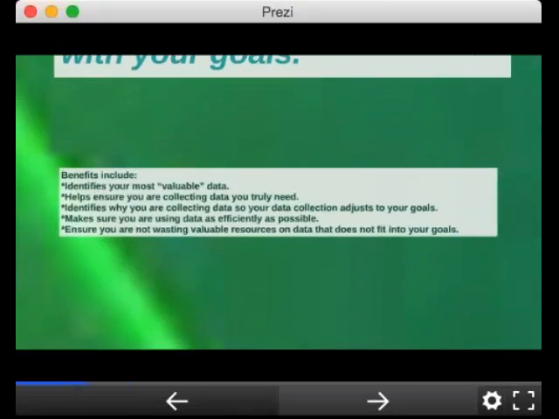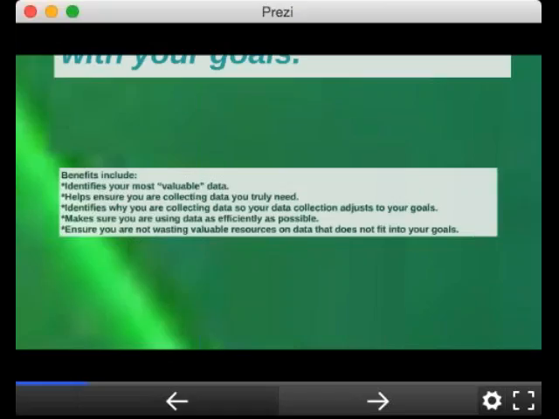Some benefits of this approach, of course, is that it allows us to identify our most valuable data. What's the data that we're getting the most out of in terms of achieving our goals? It helps us ensure that we're collecting the data that we truly need so that we're not collecting data that we're quite frankly not using. I find that sometimes, especially if you use outside evaluators who are not very close to the coalition, they're used to collecting certain kinds of data because that's a template that they have in place. For any particular coalition, however, that data may or may not be helpful for them.